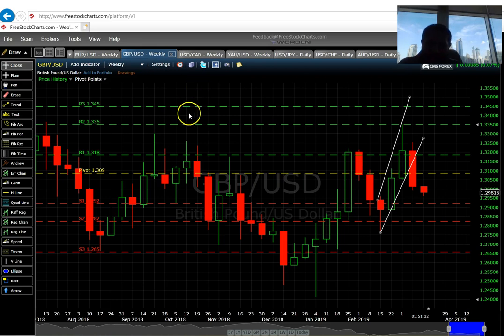And apart from the technical point of view, because there is major fundamental news for the pound, I would expect volatility, and I would expect the pound to gain more value.